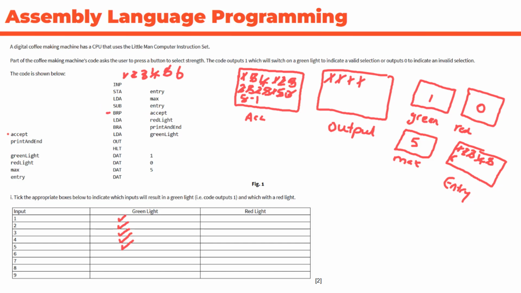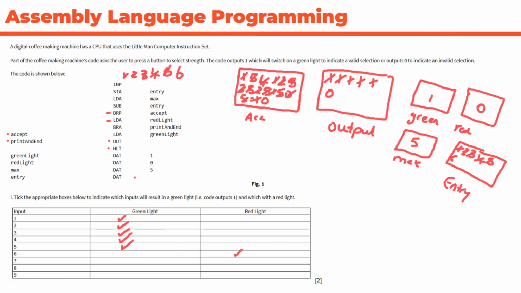So branch if positive or 0, that fails. We failed at this line, so we move sequentially to our next one. It says load red light. So you'd load 0 into the accumulator, and then you would branch always. So you're going to branch no matter what. It jumps us to print and end, output and halt. So we output 0 this time. 0 gets outputted, and that means we're going to have a red light.